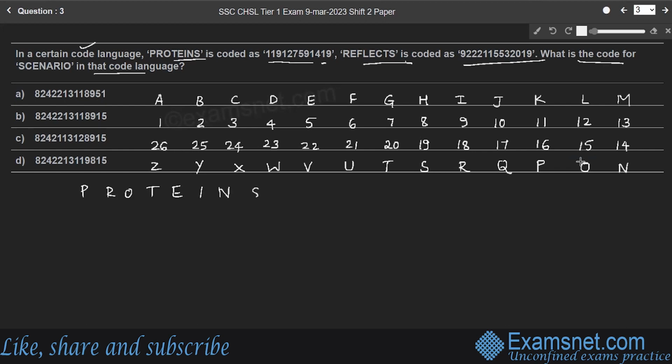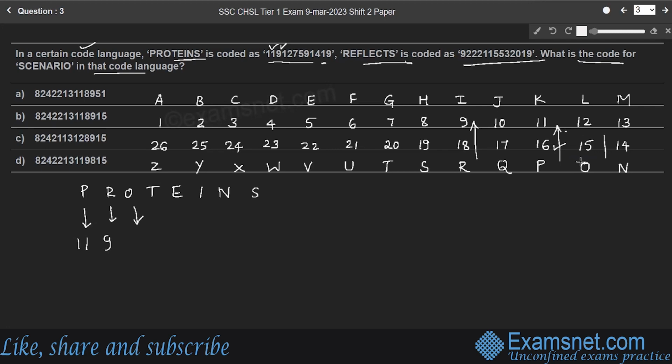Proteins is coded as... So here P is coded as 11. Look at the positional value of P. It is 16. Its opposite positional value is 11. Therefore, P is coded as its opposite positional value. Whereas R, whose opposite positional value is 9, is coded as 9. Right? 11, 9.